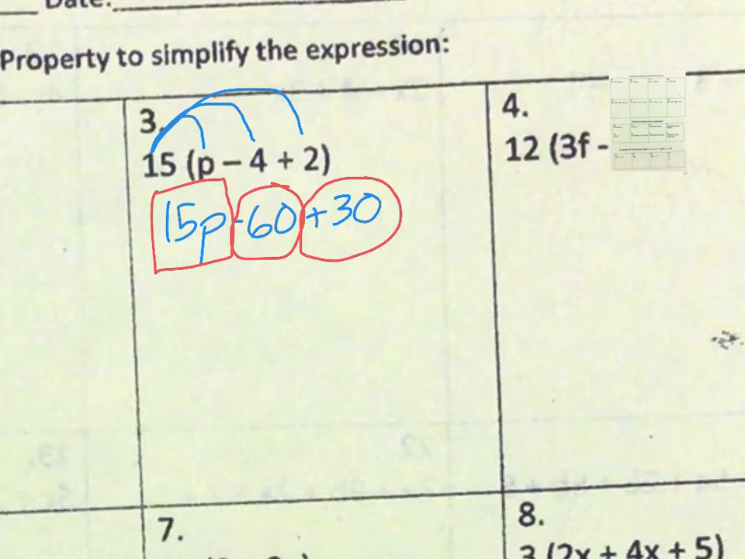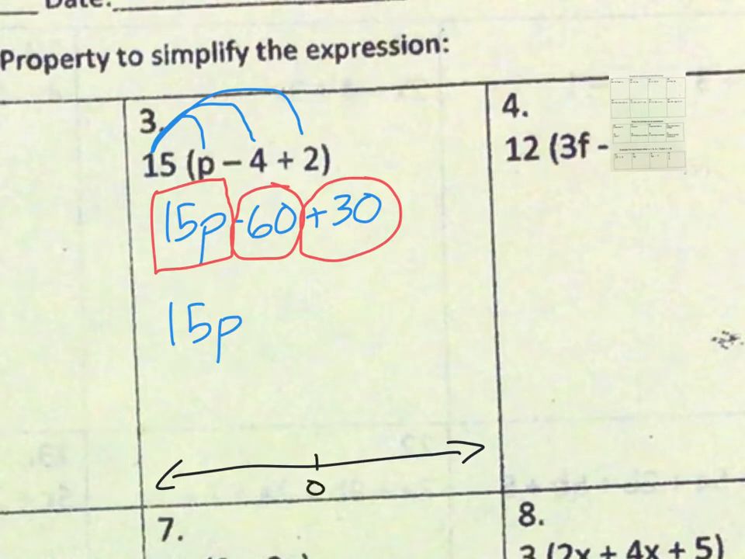So let's write this down now. We have 15P, and then we have negative 60 plus 30. That's why I'm going over this one. There won't be any like this on the test, but I do want you to see what's going on here. So we're way back here at negative 60, and then we are adding 30 to it.